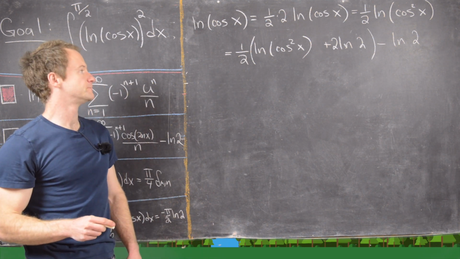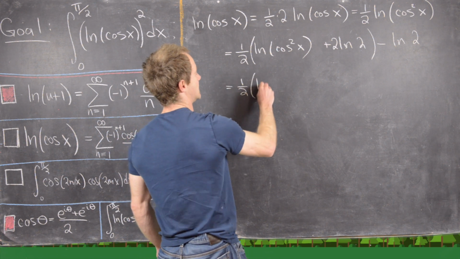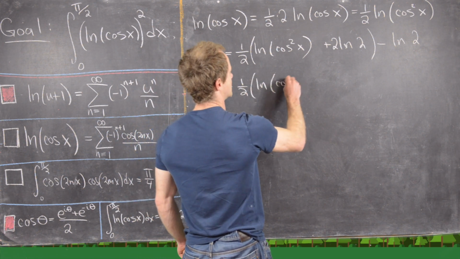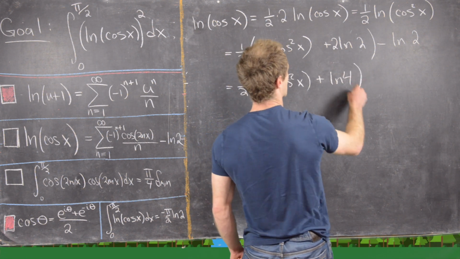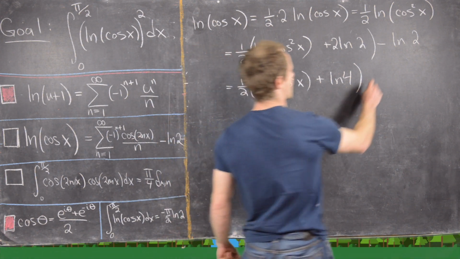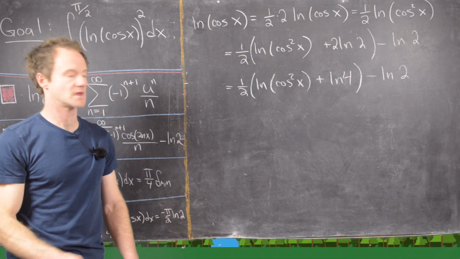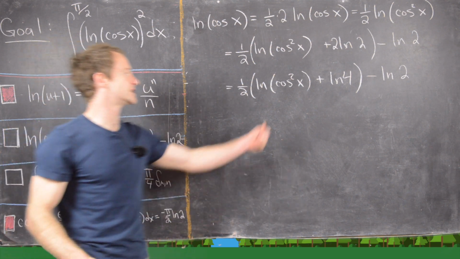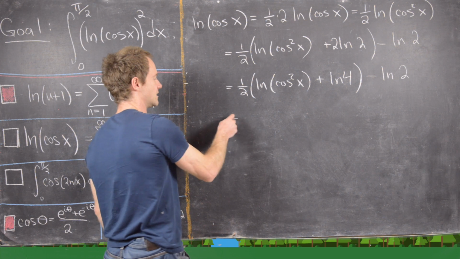Okay? So that's going to give me 1/2 natural log of cosine squared of x plus the natural log of 4, using the same rule. That'll be the natural log of 2 squared. And then I have minus natural log of 2. Okay, good. Now I can use the sum rule for logarithms to turn that into a product within the logarithm.